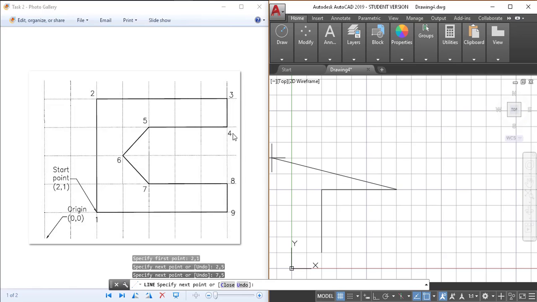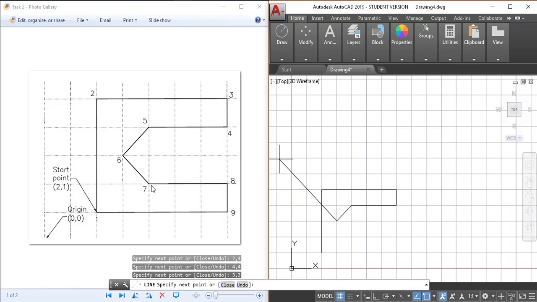In order to move to point 4, we have to move 1 2 3 4 5 6 7 boxes in x-axis and 1 2 3 4 boxes in y-axis. So the coordinates will be 7 comma 4. For point 5 we have to move 1 2 3 4 boxes in x and 1 2 3 4 boxes in y-axis. So the coordinates will be 4 comma 4. For point 6 we have to move 3 boxes in x-axis and 3 boxes in y-axis. So the coordinates will be 3 comma 3.